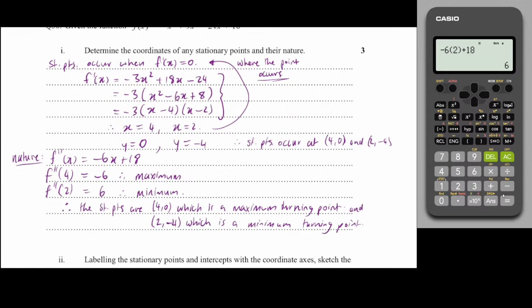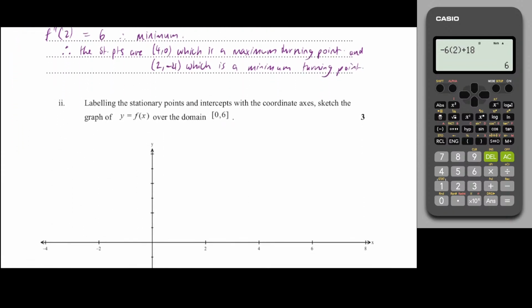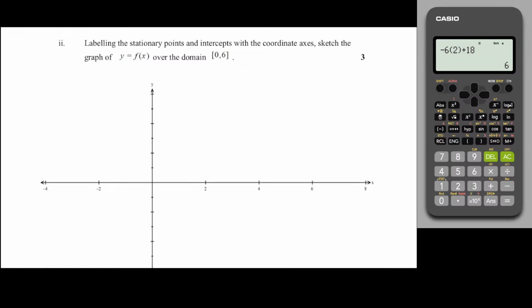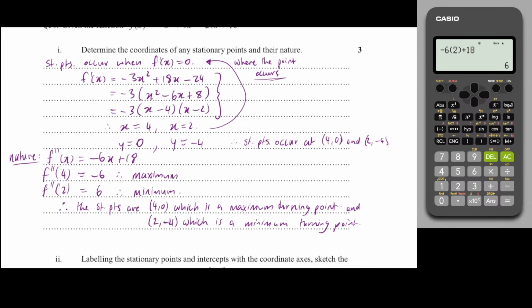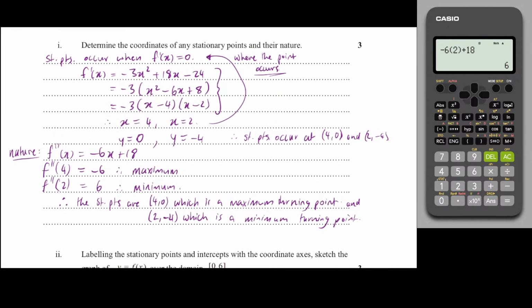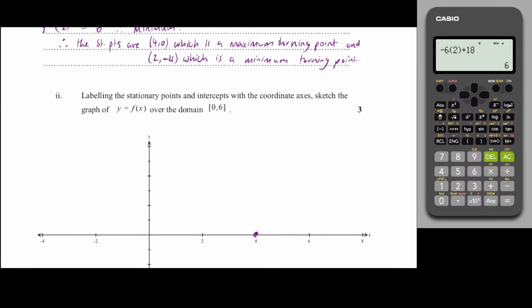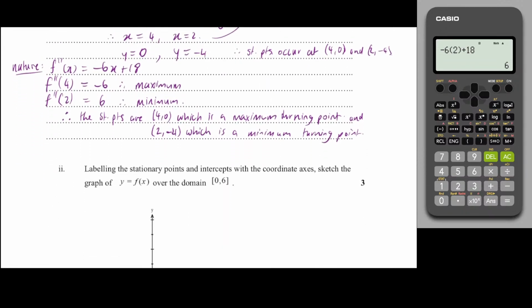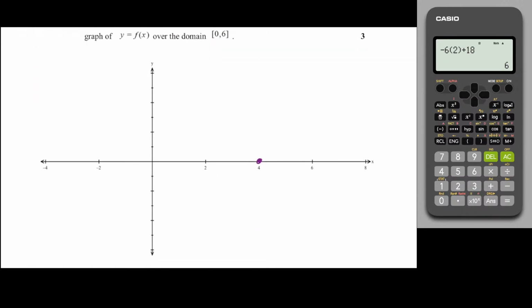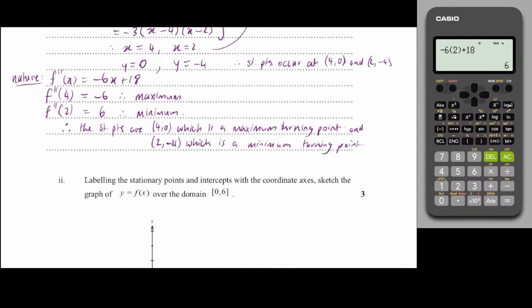I hope it doesn't ask us to sketch this because I hate sketching these things. Oh, for God's sakes. Labeling the stationary points and intercepts with the coordinates axis, sketch the graph of y is equal to f of x over the domain 0 to 6. Kill me now. Alright, stationary points, we know where these are. Our stationary points occur at 4, 0. So here's one stationary point, 2 and negative 4. Is that right? Yeah.